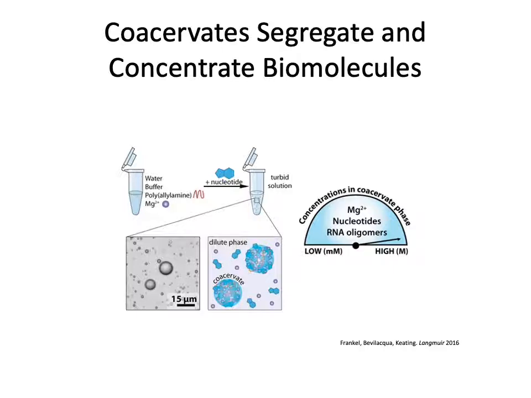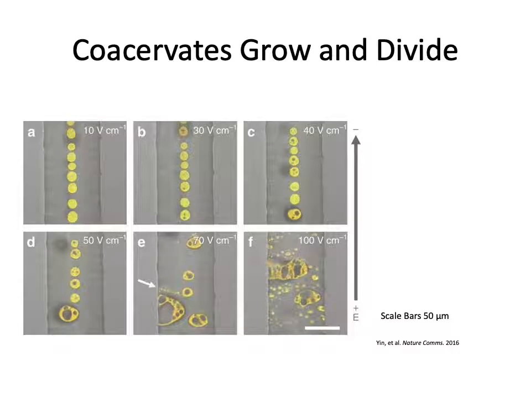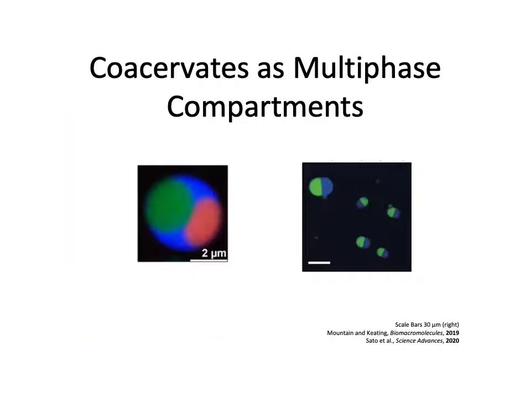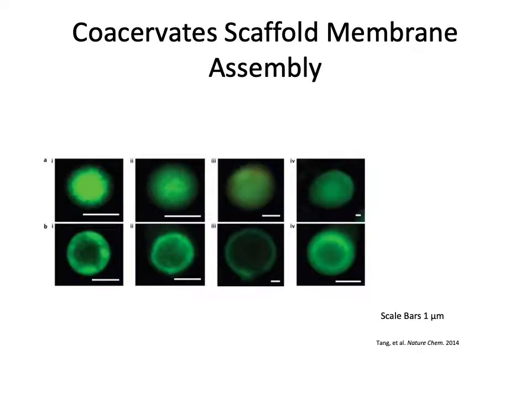Coacervates actually perform a number of very important primitive functions, such as the ability to concentrate biomolecules, such as nucleotides or nucleic acids. Coacervates have also been shown to grow and divide through external forces, such as physical agitation or electric fields. Coacervates can have their structural complexity increased through the assembly of multi-phase compartments, each with very specific chemical affinities. And also coacervates can scaffold membrane assembly, suggesting perhaps one transition state between a membraneless and a membrane-bound primitive compartment.